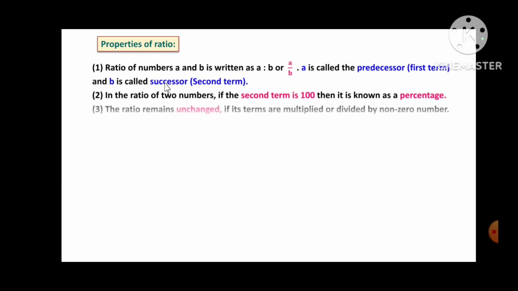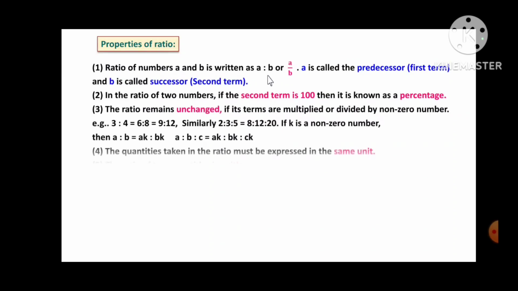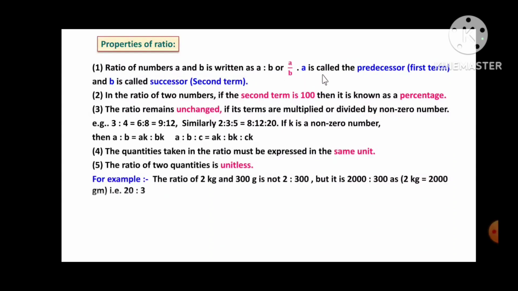First one, the ratio of numbers A and B is written as A is to B or A upon B. A is called the predecessor, that is the first term, and B is called the successor, the second term. In the ratio of two numbers, if the second term is 100, then it is known as percentage. Third property, the ratio remains unchanged if the terms are multiplied or divided by a non-zero number. For example, 3 is to 4 can be written as 6 is to 8 or 9 is to 12. Similarly, 2 is to 3 is to 5 is also equal to 4 is to 6 is to 10.